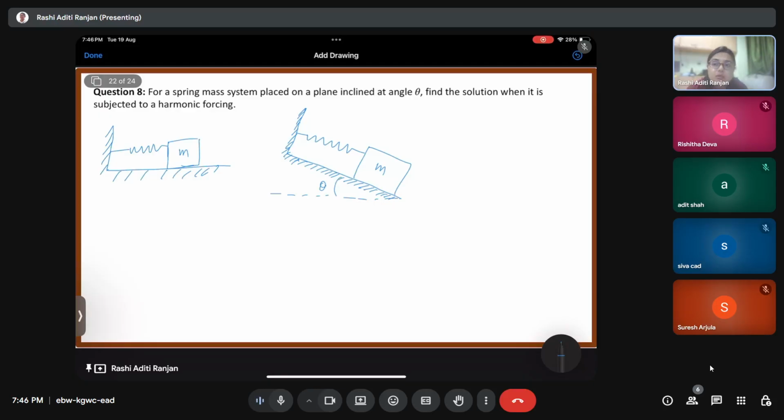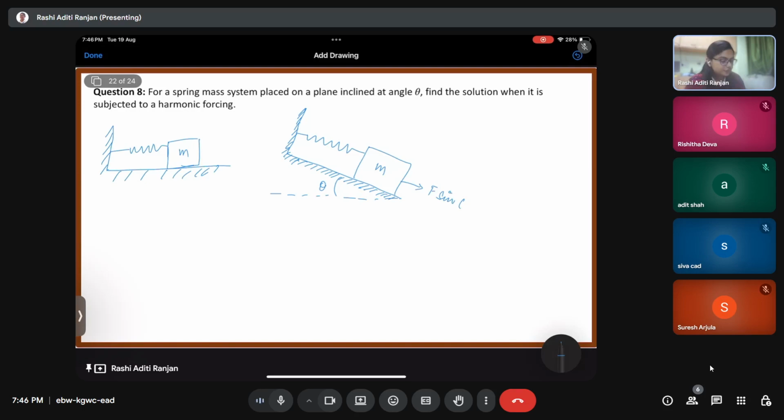Now we have to find out the solution when it is subjected to harmonic forcing. Let us say F sine omega t. Then what is going to be the solution of the system? So firstly, finding out how the system is going to behave on an incline.